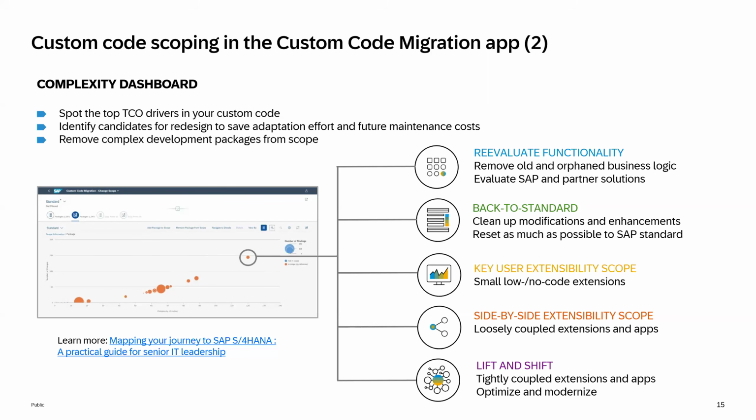Therefore, in order to save your adaptation efforts, we recommend detecting these complex custom code developments using the custom code migration app complexity dashboard, and then making a decision on how to proceed with them. Probably this business logic is not required anymore, or is already available in S/4HANA, or is available as a partner solution, for example. And you can try to get rid of this complex development, and probably rebuild it using the modern extensibility approaches in ABAP, like key user extensibility or side-by-side extensibility, and so on.